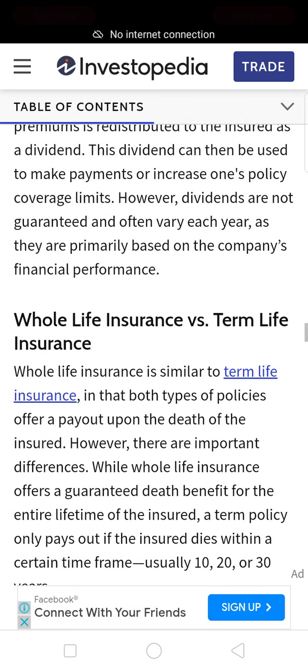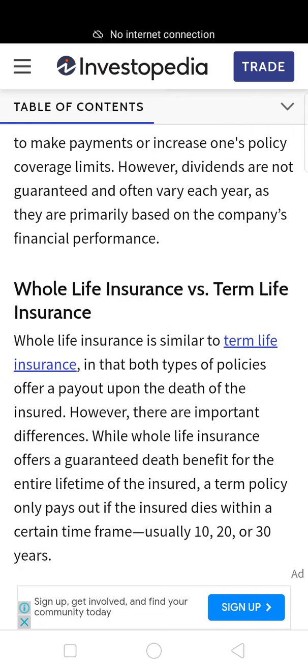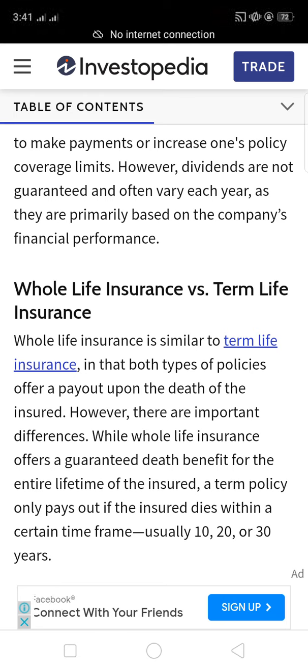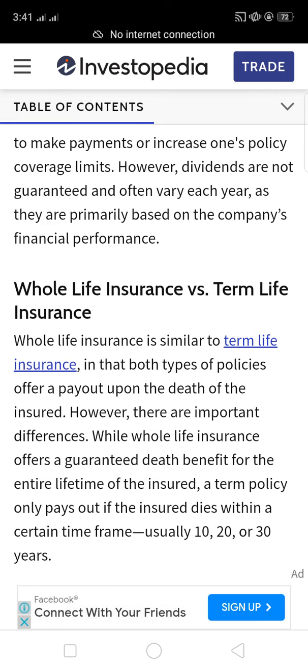Whole life insurance versus term life insurance. Whole life insurance is similar to term life insurance in that both types of policy offer a payout upon the death of the insured. However, there are important differences. While whole life insurance offers a guaranteed death benefit for the entire lifetime of the insured, a term policy only pays out if the insured dies within a certain time frame, usually 10, 20 or 30 years.